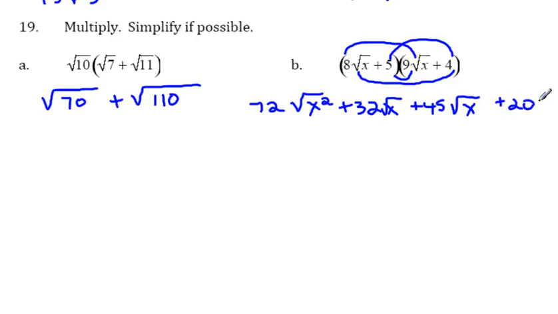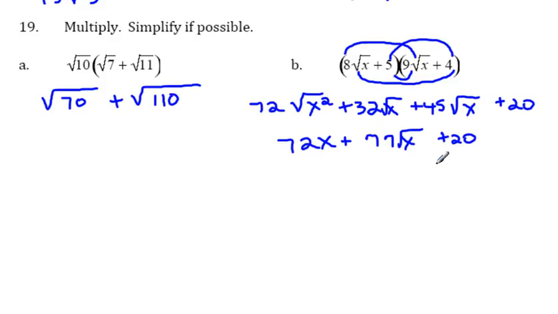So now I have to collect my like radicals. A little bit hard to see here since I didn't draw that one real well. But 32 times the square root of x and 45 times the square root of x are 77 times the square root of x. You add the numbers in front. Doing it again, forgetting my radical. Bring down the plus 20. And here, remember, the square root of x squared is x, so that's 72x.